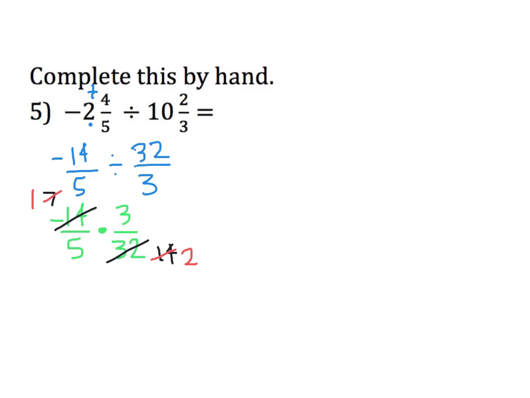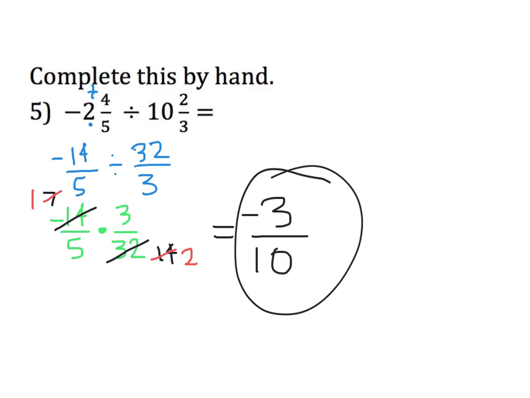So now when I multiply straight across, I am going to end up with 1 times 3, which is 3, and 5 times 2, which is 10. And I want to make sure my final answer is negative because negative divided by positive is a negative. So negative 3/10 is my answer for this one.